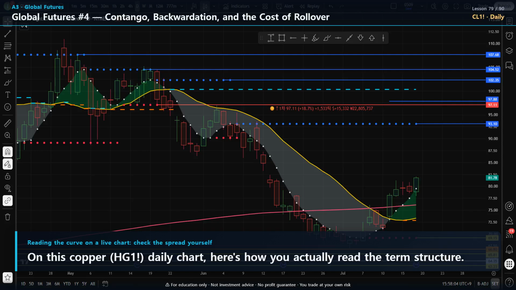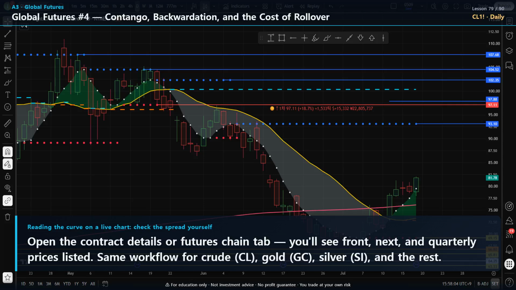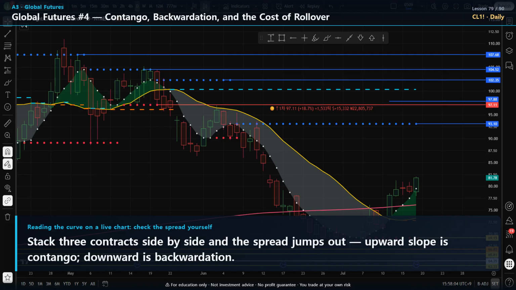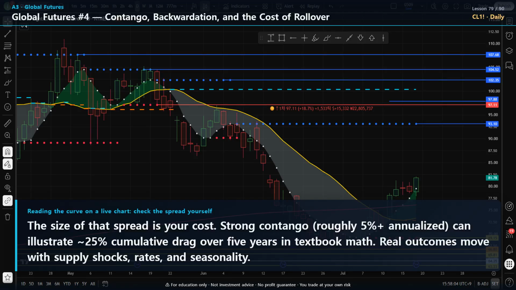On this copper, HG1, daily chart, here's how you actually read the term structure. Open the contract details or futures chain tab. You'll see front, next, and quarterly prices listed. Same workflow for crude, CL, gold, GC, silver, SI, and the rest. Stack 3 contracts side by side, and the spread jumps out. Upward slope is contango, downward is backwardation. The size of that spread is your cost.